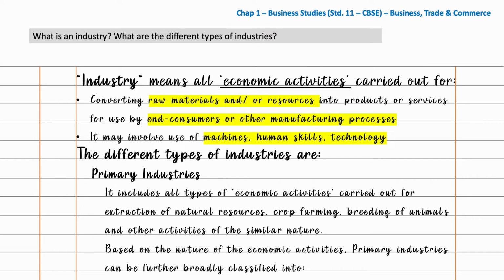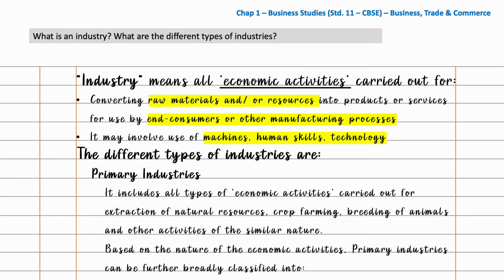We are trying to breed animals. As animals come to use in different ways, we get dairy products. We make dairy products from the milk of animals. So all kinds of activities which are of that nature, where we extract or we get products from the nature, are called primary industries.